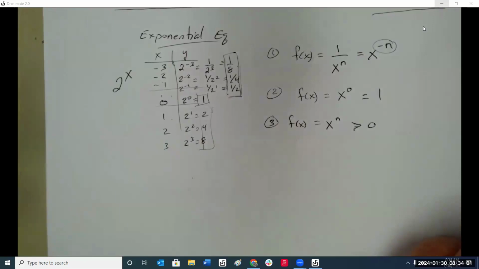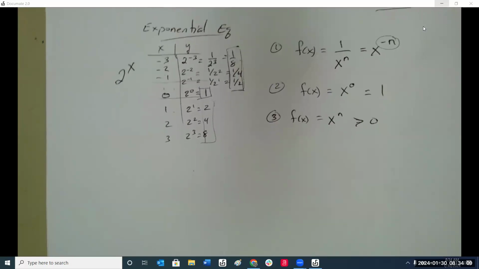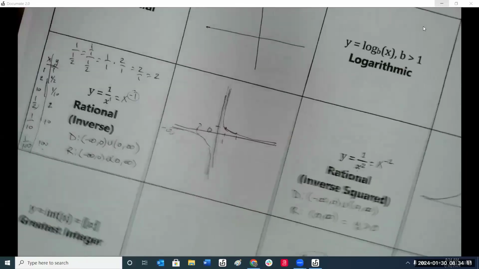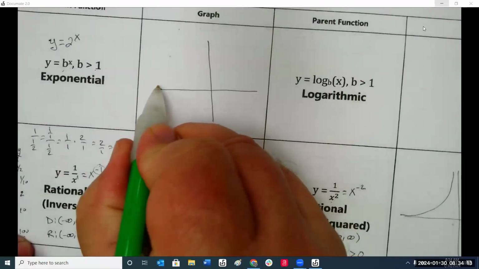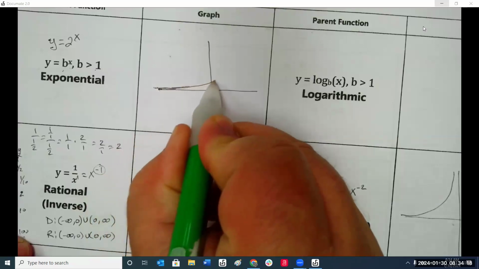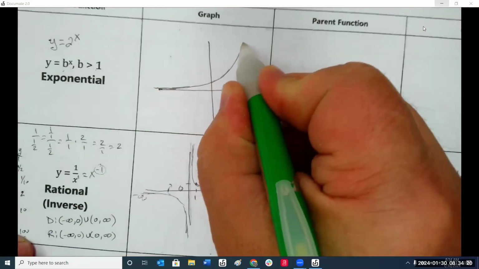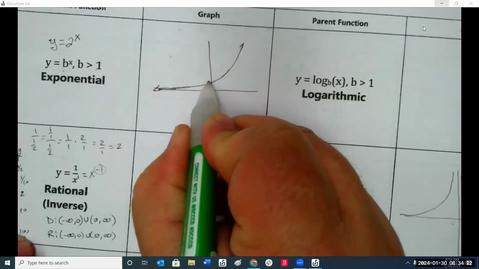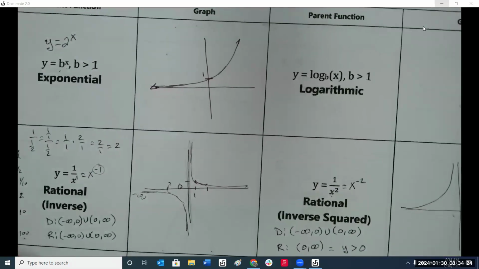So what does that tell us? What's the graph going to look like? Right. It's a continuously increasing function. So the bigger the negative, the lower it gets. And then the positive, and it always crosses through one. That's an exponential function.